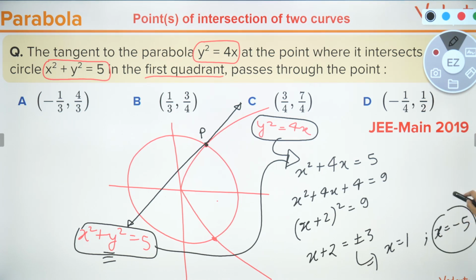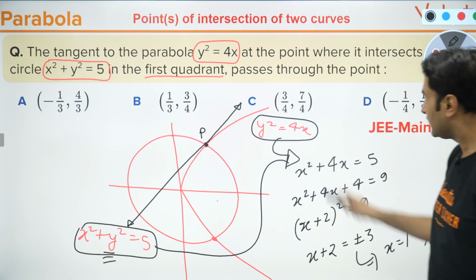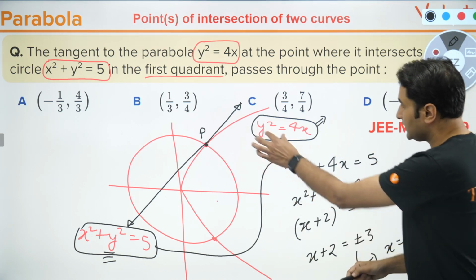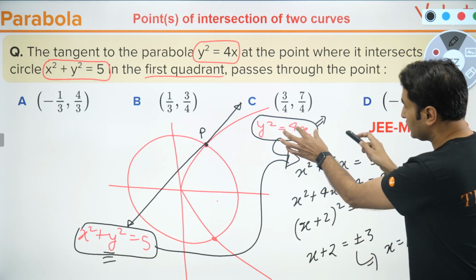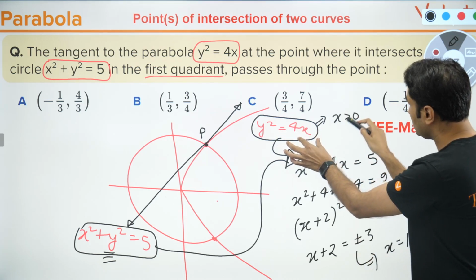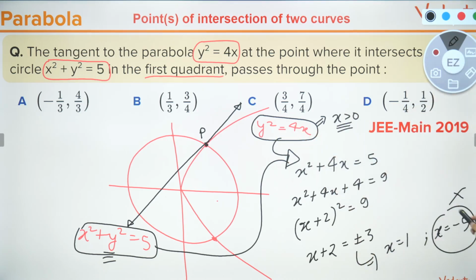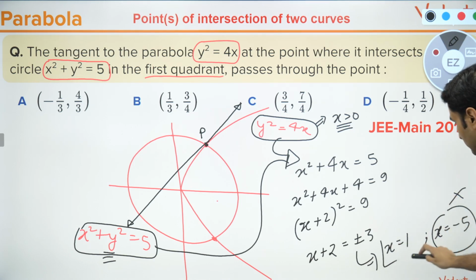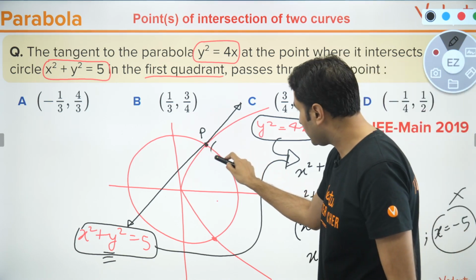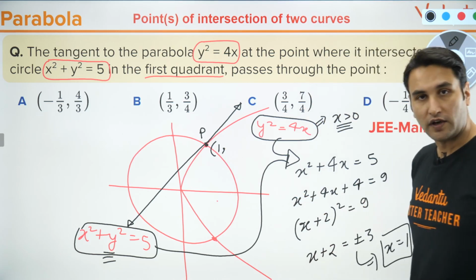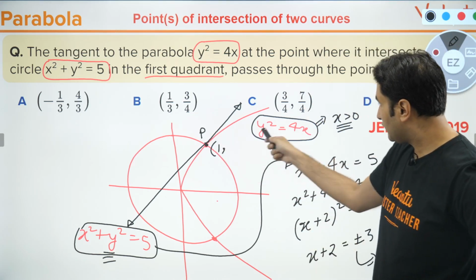This will get rejected. This cannot be the case because all of you know since y square is positive, so this should also be positive. X should always be positive. So ये तो reject हो जाएगा. X cannot be negative. So x is equal to 1. तो बच्चों यहाँ पे x कितना आ गया? 1. X is 1. Can you find out the y?